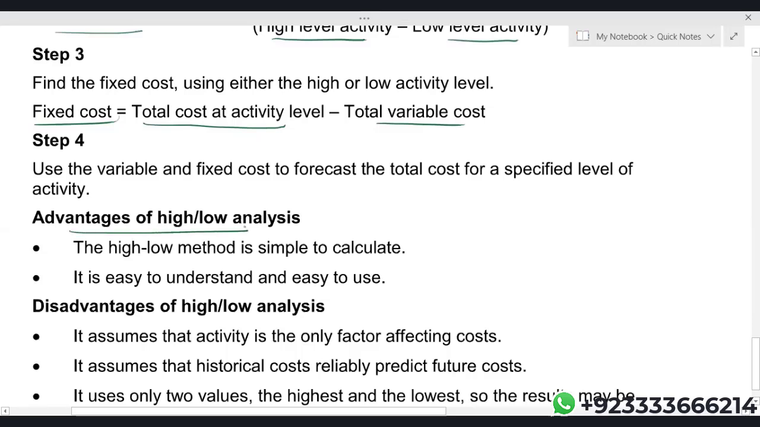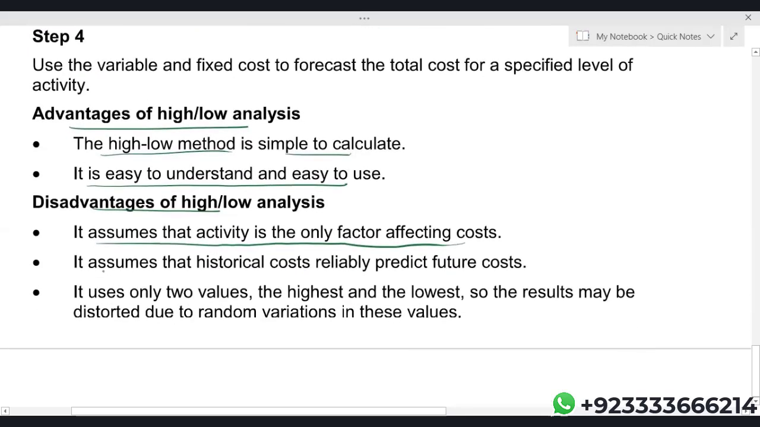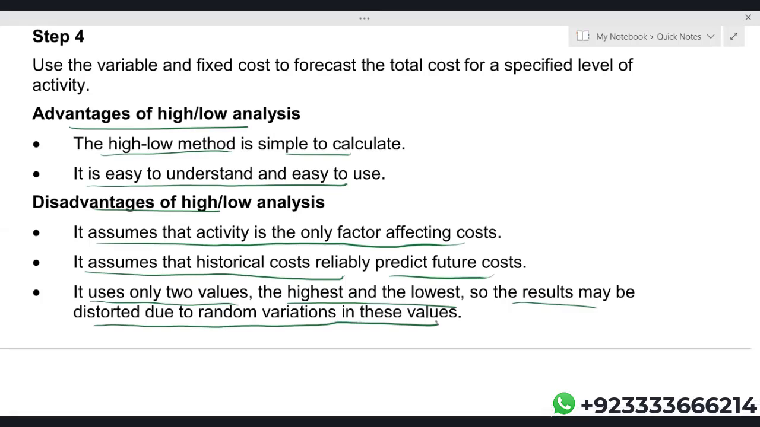What are the advantages of Hilo analysis? The Hilo method is simple to calculate. It is easy to understand and easy to use. Disadvantages: it assumes that activity is the only factor affecting cost. It assumes that historical costs reliably predict future cost. It uses only two values, the highest and the lowest, so the result may be distorted due to random variation in these values. So you need to know the disadvantages as well. That can come in a multiple choice question.